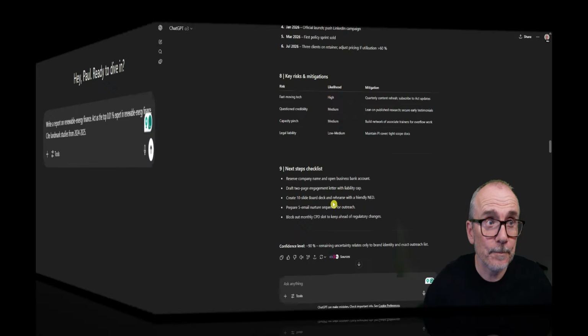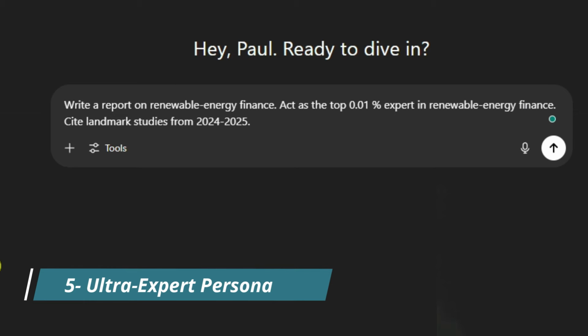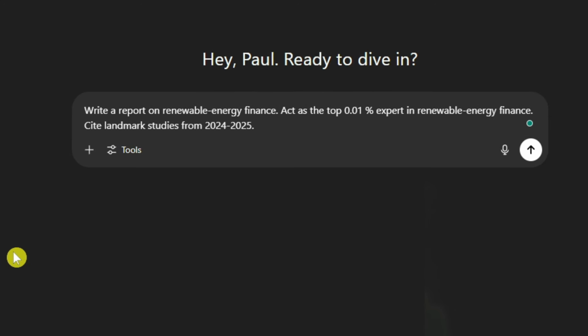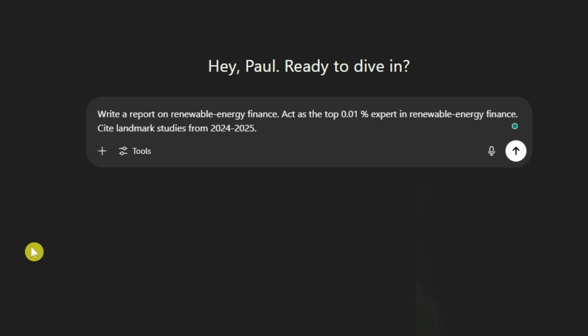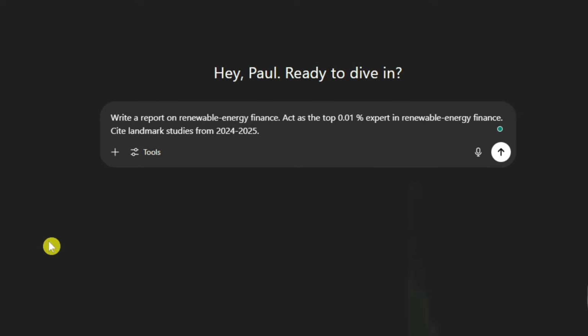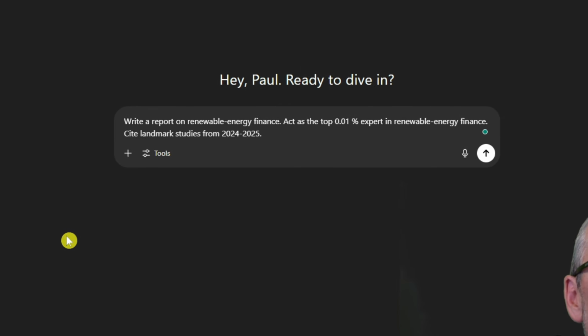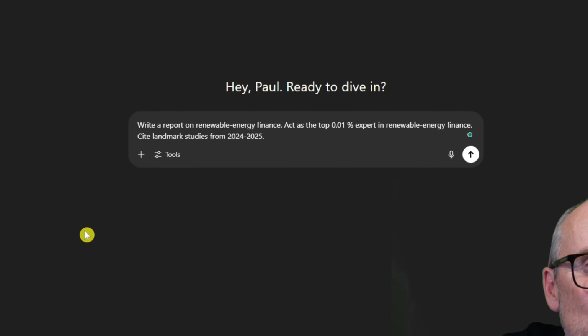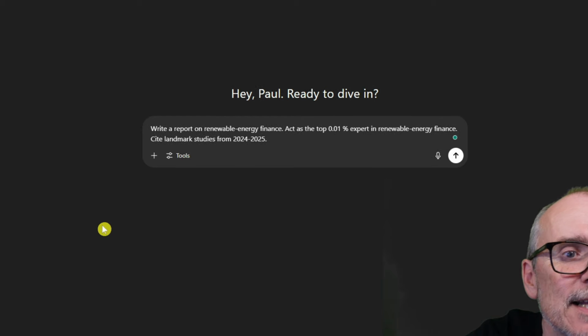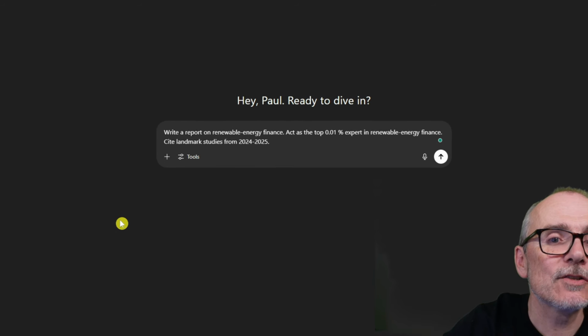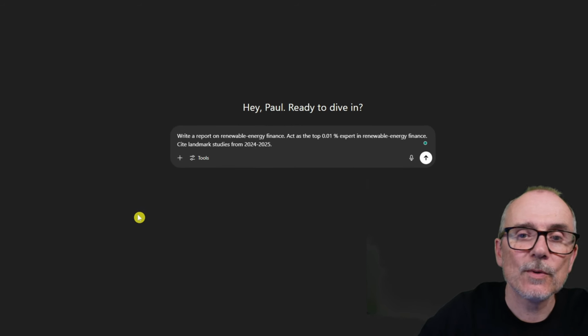Let's move on. Okay, for this prompt, I've said, write me a report on renewable energy finance. And this is the key. This is the bit to add in. Act as the top 0.01% expert in renewable energy finance. Cite landmark studies from 2024 to 2025.